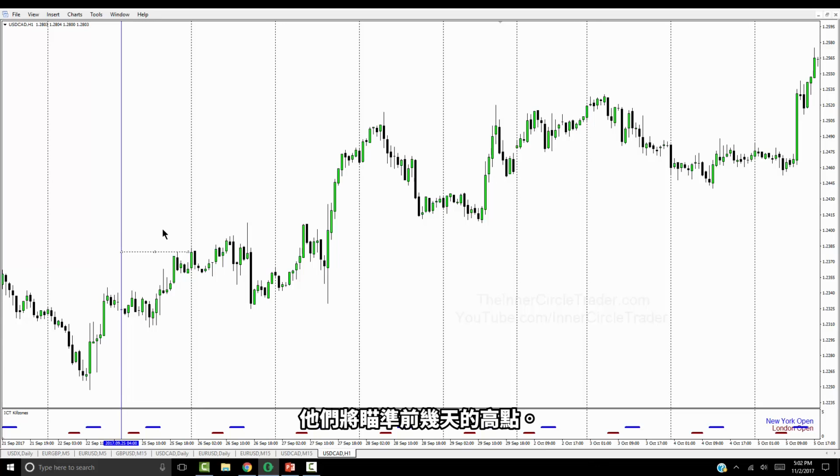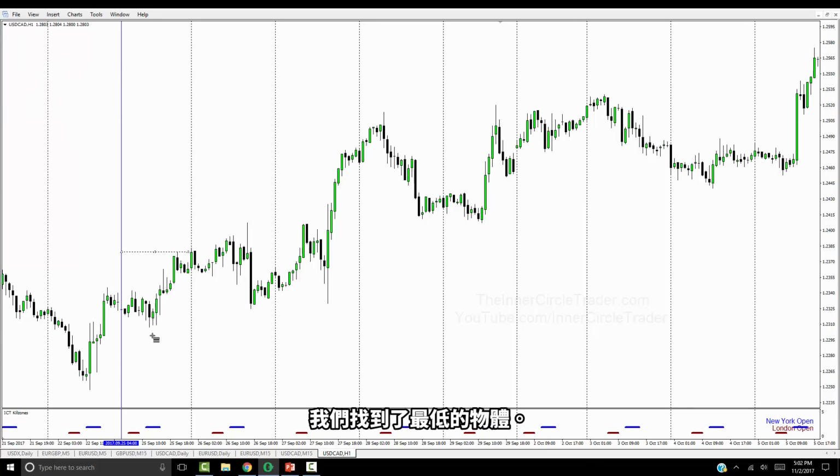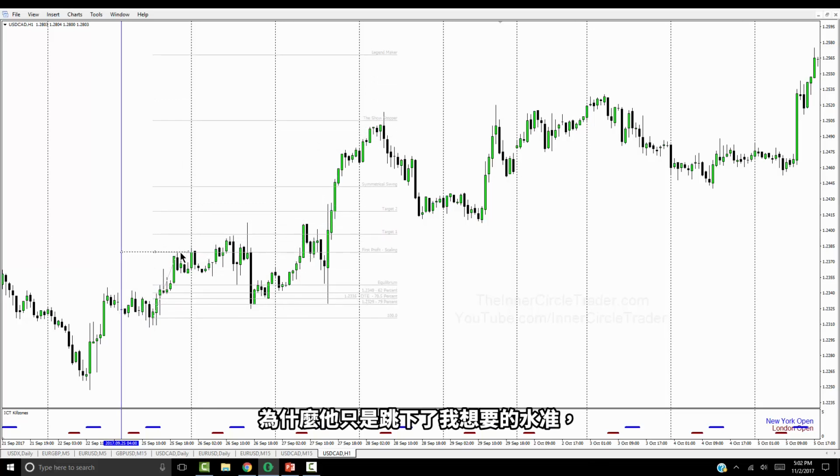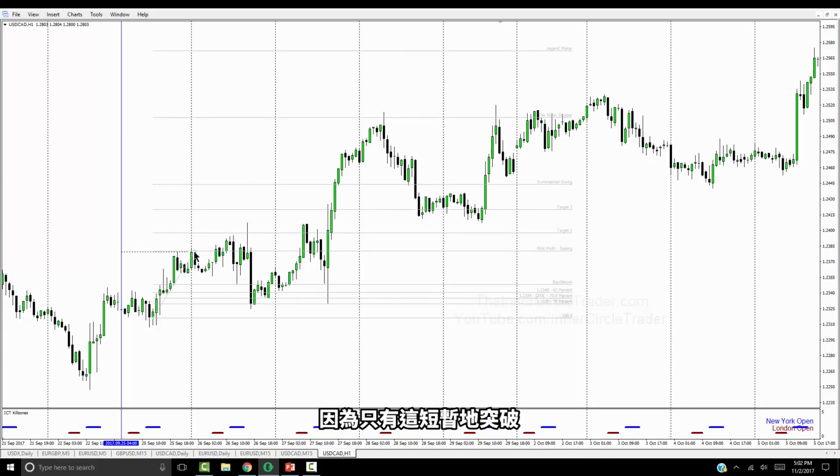Okay, so the way we frame our setups is we use our fib. We find the lowest bodied portion of the candle, and that's going to be this open here, and we drag that up to here. Why did it just jump off the level I wanted to have it on? Sorry. I want it on this candle right here because it's going to be the highest body before this little retracement.